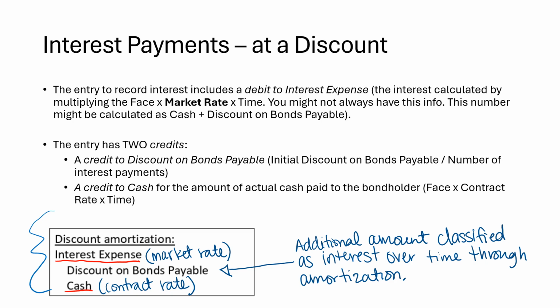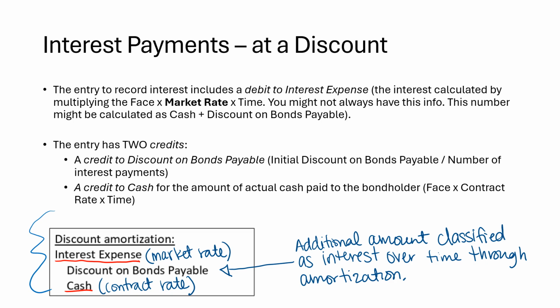So the entry to record interest includes a debit to interest expense. Remember, interest expense is not the amount of cash paid to the bondholder. Remember with accrual basis accounting, just because you record an expense, that does not mean that there is a cash expense associated with that. So part of this interest expense, yes, is paid out as cash. The other part of the interest expense here is the adjustment for discount on bonds payable.